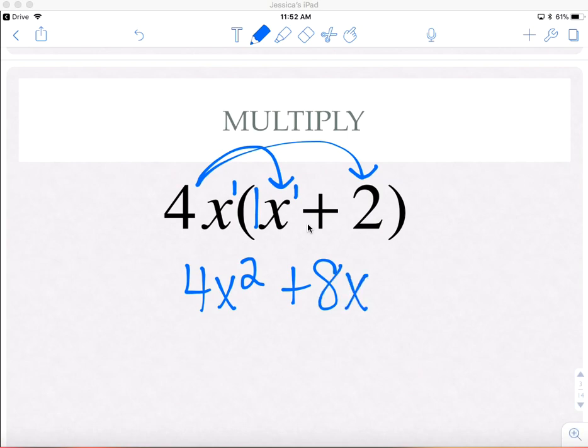So when you are doing distributive property here, just remember you're multiplying your coefficients, you're multiplying the big numbers in front, you are adding your exponents.